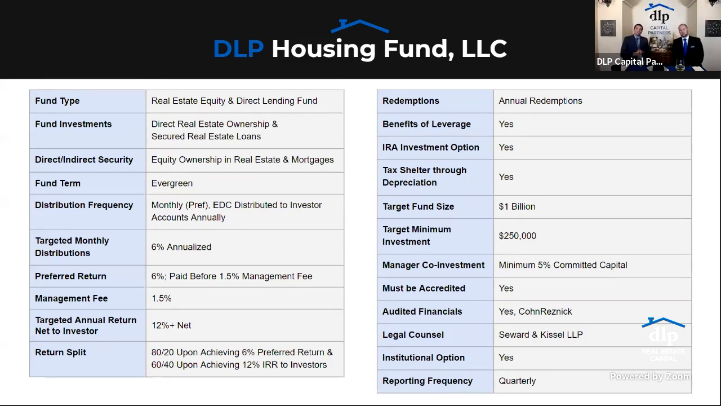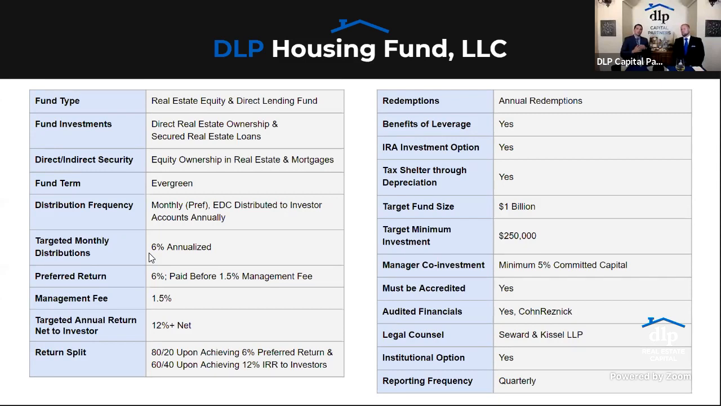So here you can see the stats on the slide. 6% monthly distribution, that's 6% paid out to you, net to you on a monthly basis. And one of the very unique things, and this is with all of our funds, we pay out that 6% preferred return before we even earn our management fee. We don't earn anything until you get that return first. Then we get our management fee, and then we have a target of a 12% return. That's 12% net to you. So you get 80% of the profits, we get 20%, with a target of 12% net to you on an annual basis.